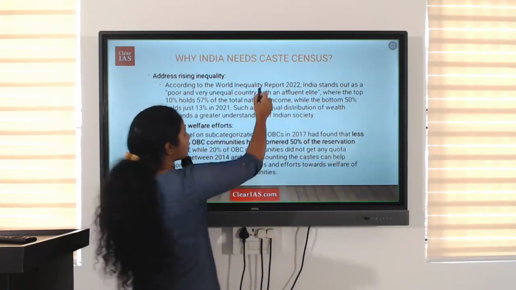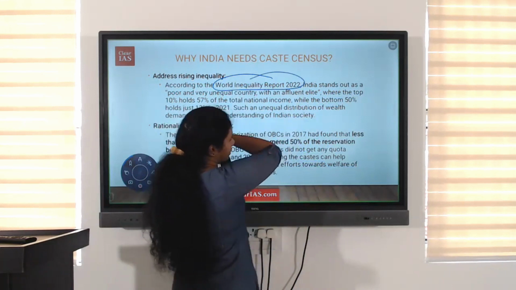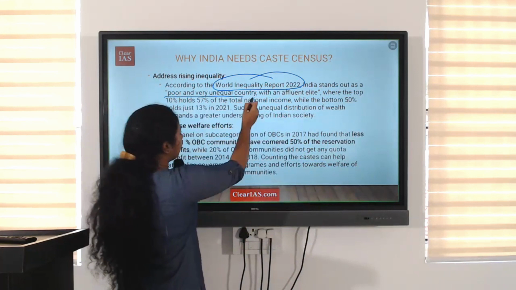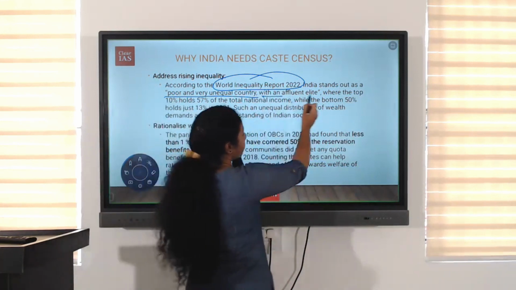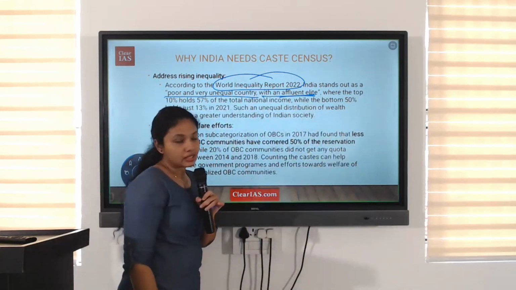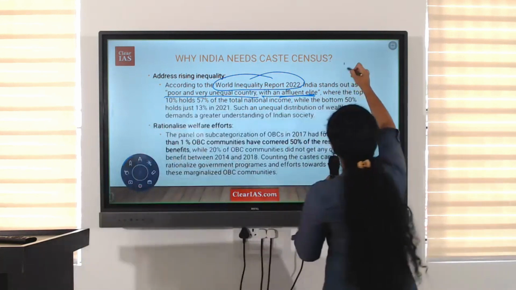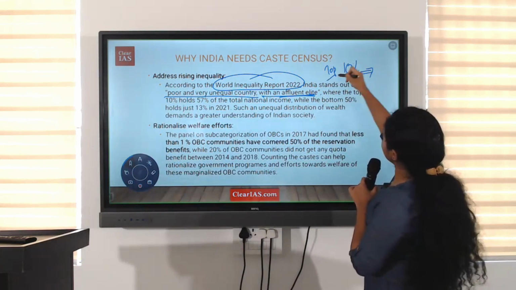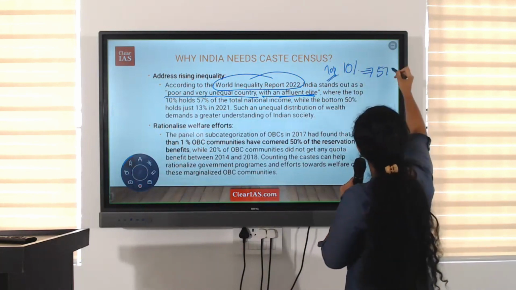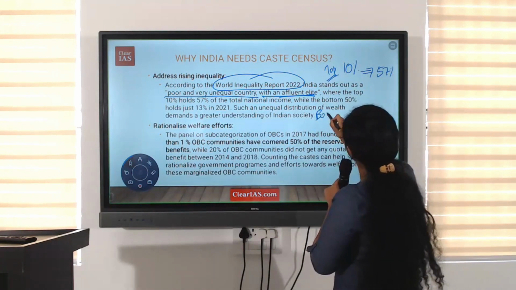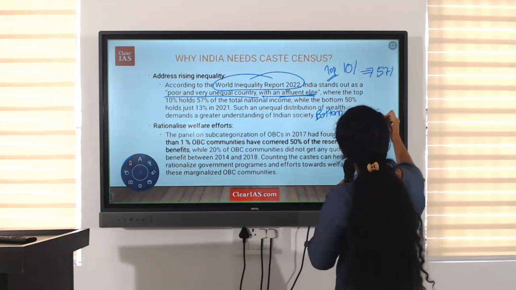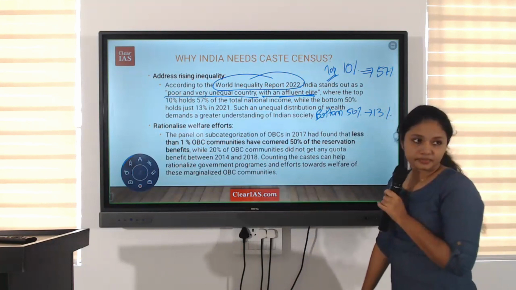According to the World Inequality Report 2022, India stands out as a poor and very unequal country with an affluent elite. Meaning, the top 10% of the population holds 57% of the wealth, and the bottom 50% of the population holds 13% of the wealth. Clear?